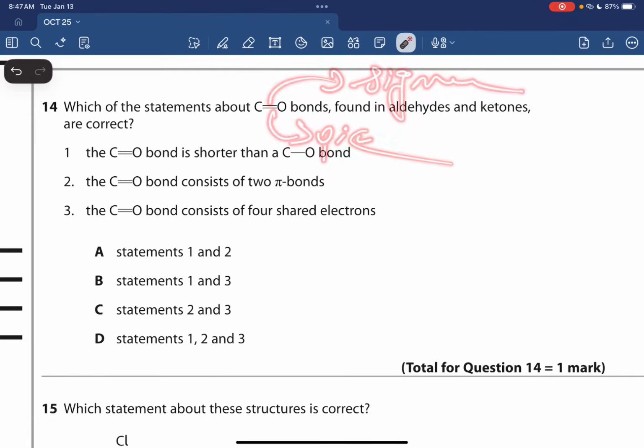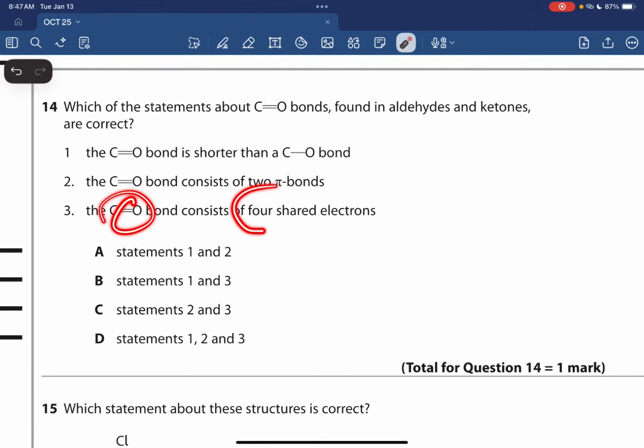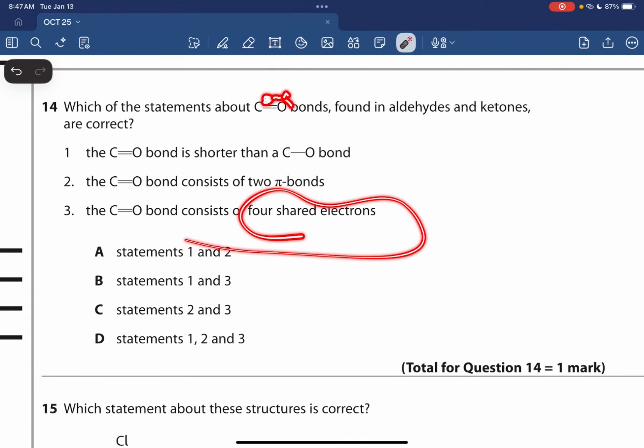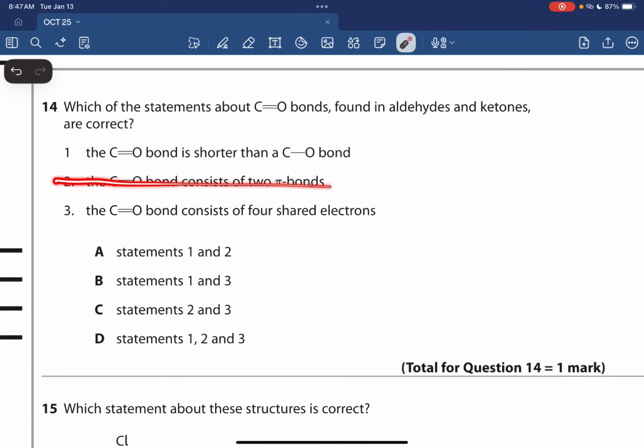And it consists of four shared electrons. Yes, it does. One, two, three, four. It consists of four electrons. So which statement is correct? Exclude this. 1 and 3 should be correct. So the answer should be B.